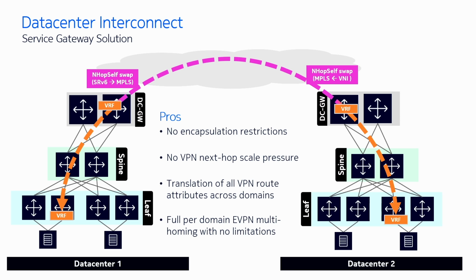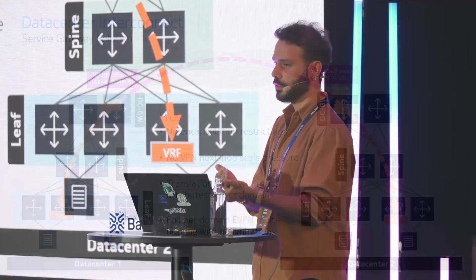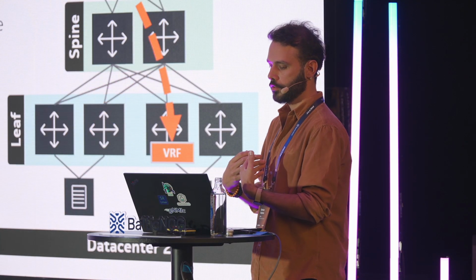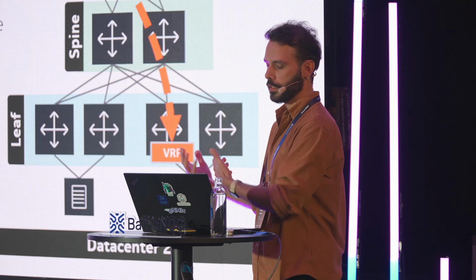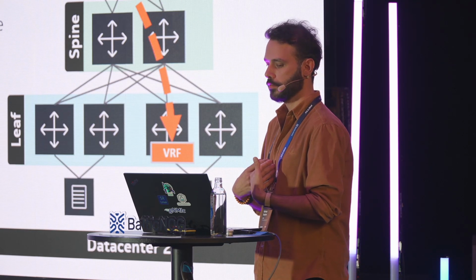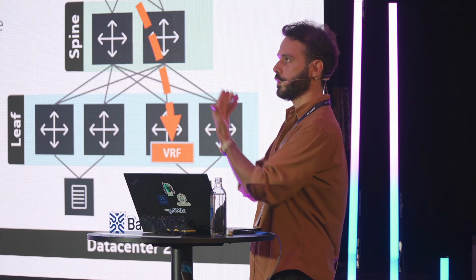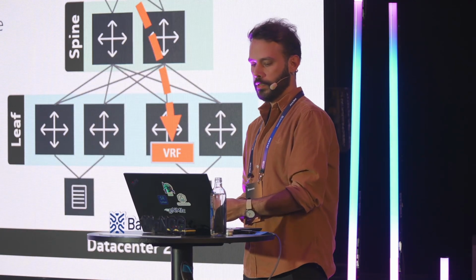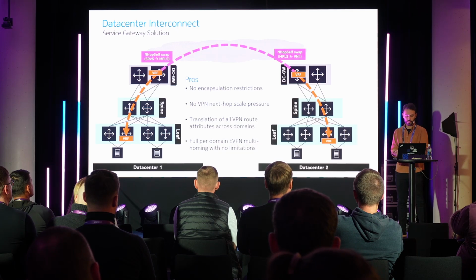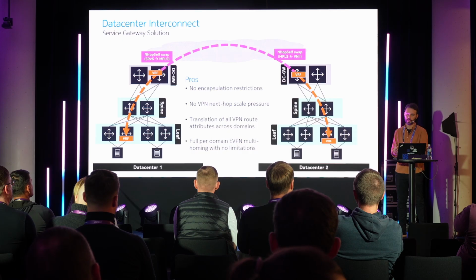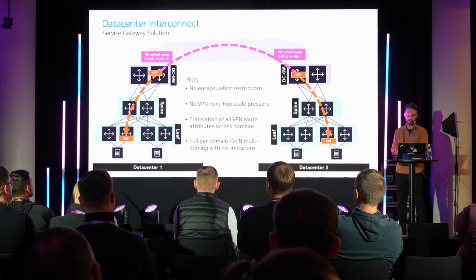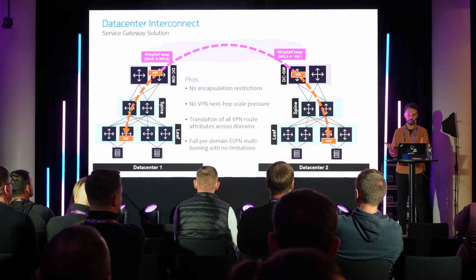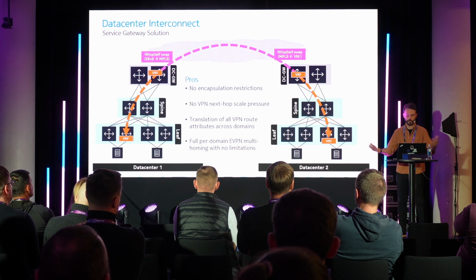There is no VPN next hop scale pressure because, again, DC gateway announces all the other remote routes, it announces itself as next hop self. So basically leaf switches see the DC gateway as the next hop for most of the routes. In this case, the translation of all VPN route attributes is done. If you have special communities, if you're executing actions based on that, communities and all the attributes are translated and propagated between data centers.